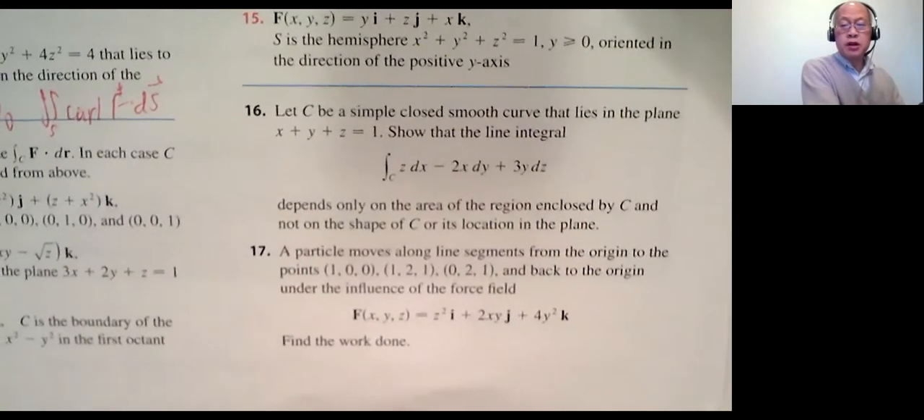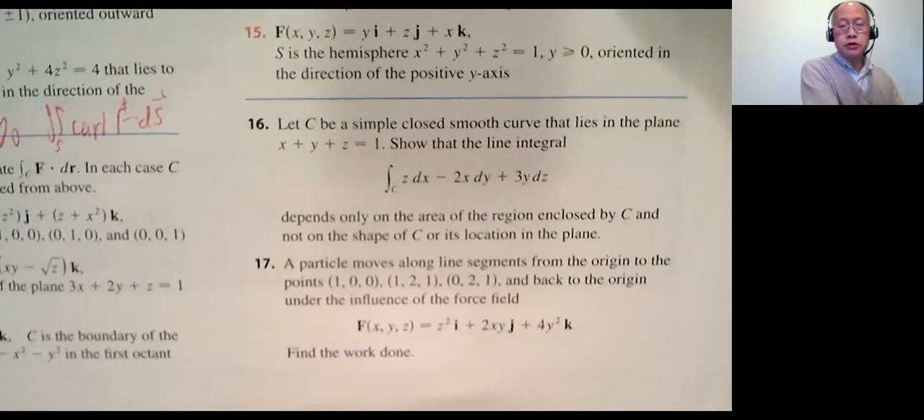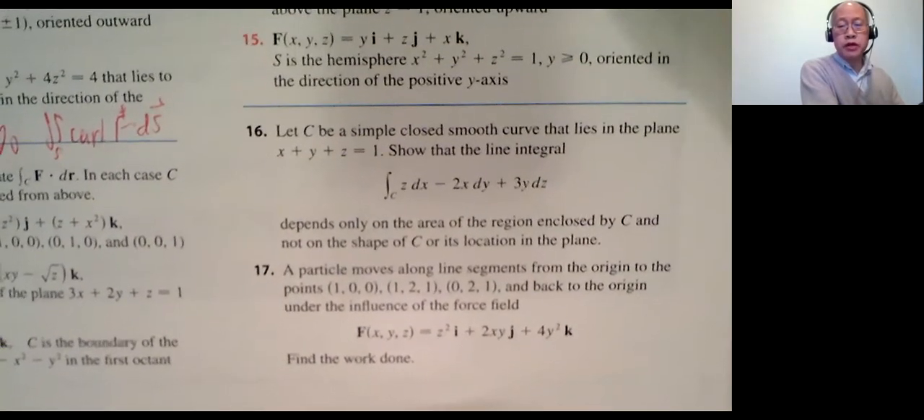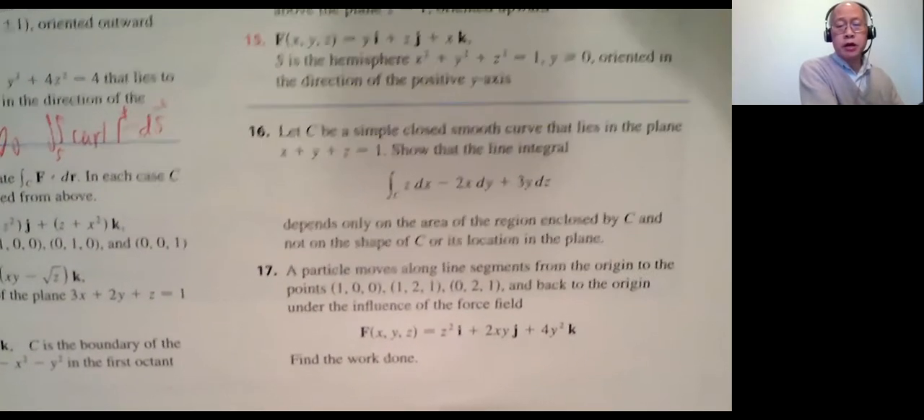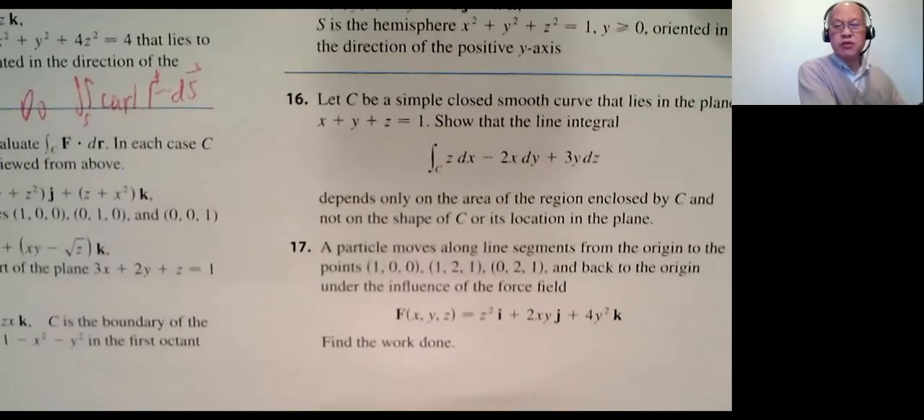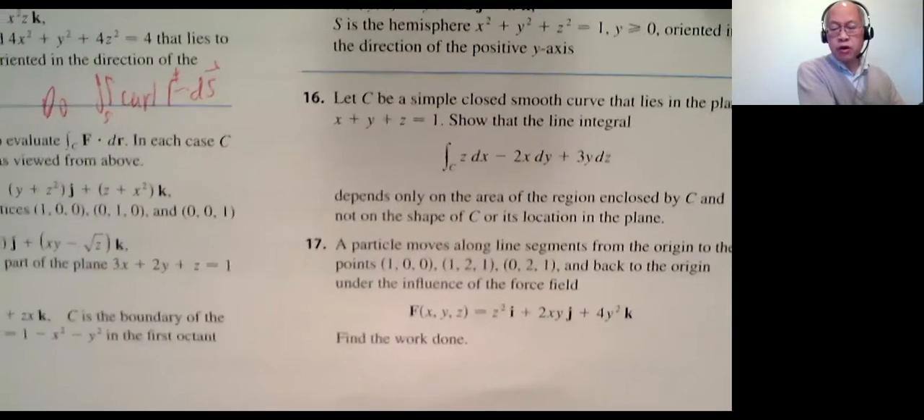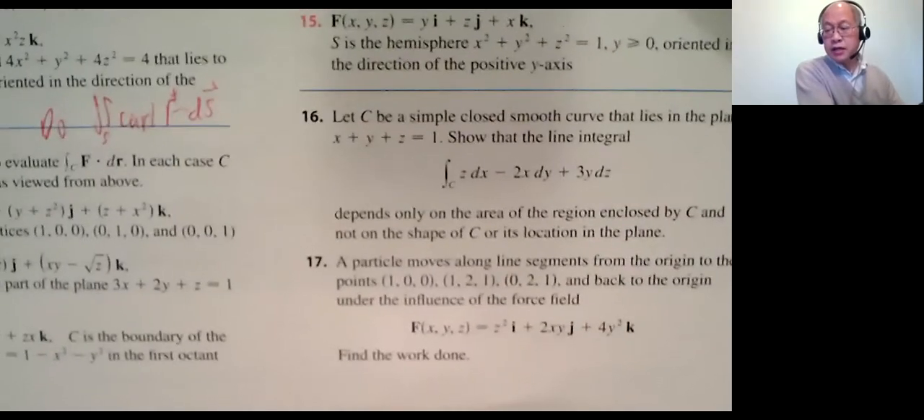Our particle moves along line segments from the origin, 0, 0, 0, to 1, 0, 0, to 1, 2, 1, to 0, 2, 1, and back to the origin in space, under the influence of the force field F of x, y, z equals z squared i plus 2xy j plus 4y squared k. Find the work done. So work is the integral of F dot dr.